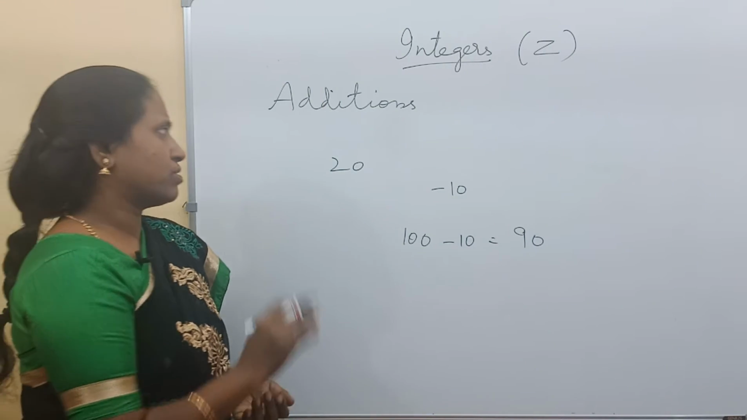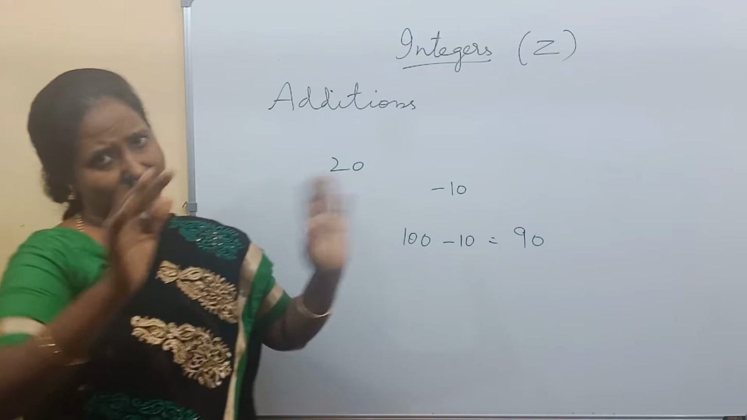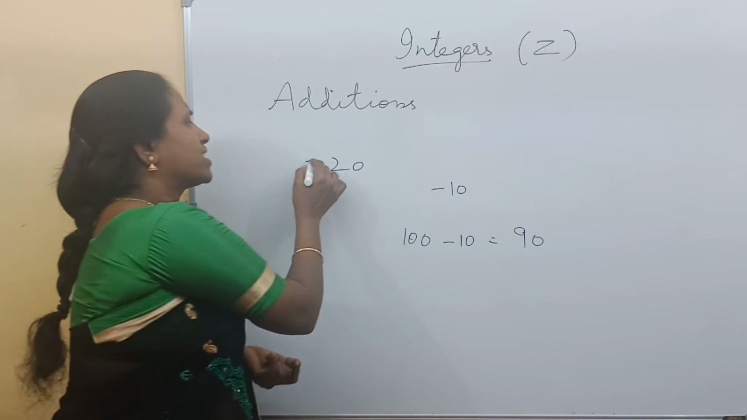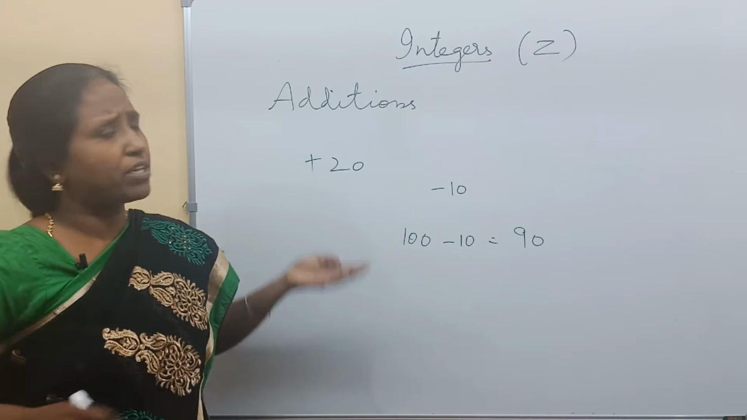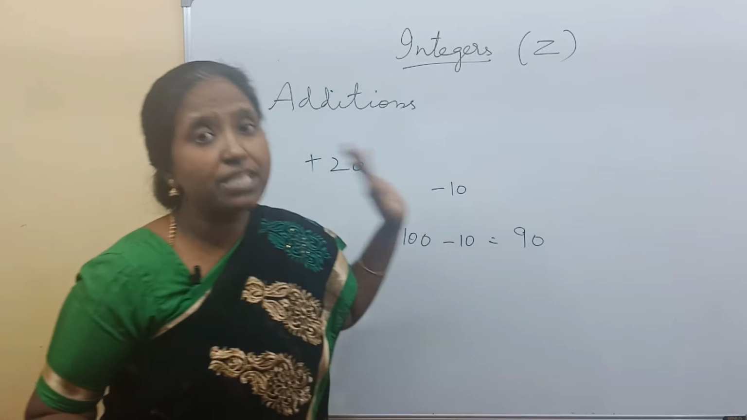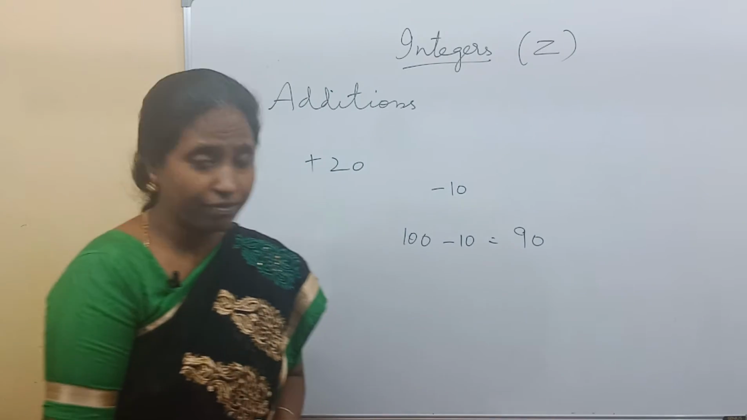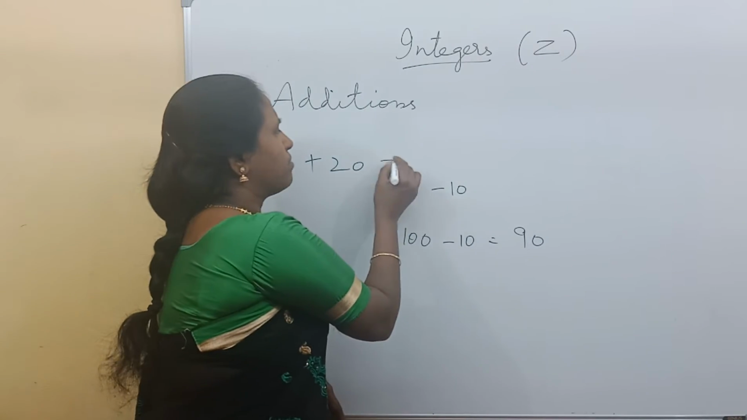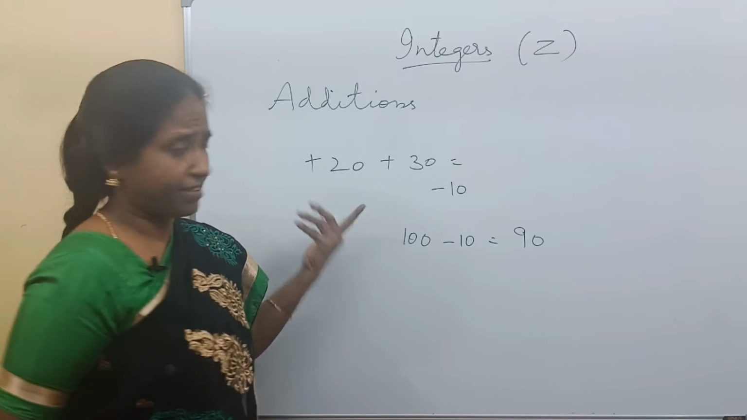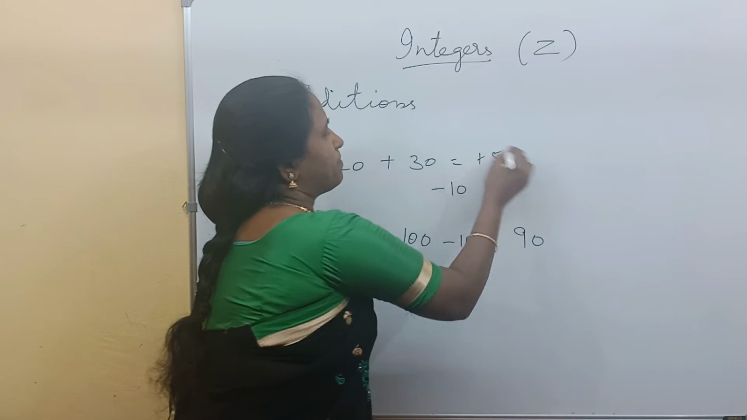Suppose there are two plus numbers, so no problem at all. That means 20 is nothing but plus 20. If there is no symbol in front of a number, that means there is a plus in front of it. If there are two plus numbers, 20 plus 30, you add them, and that is plus 50.